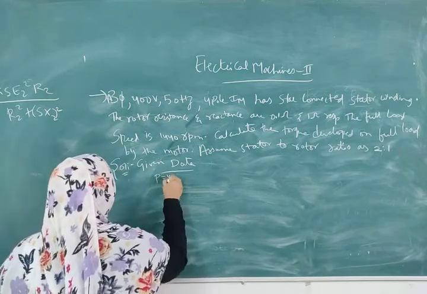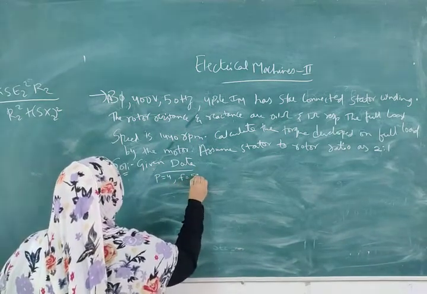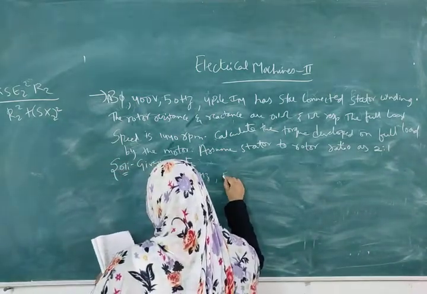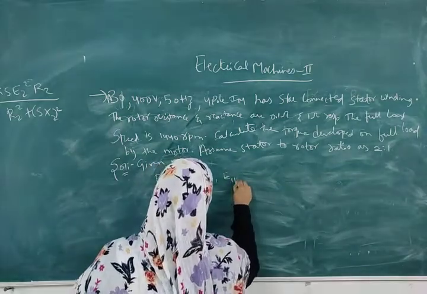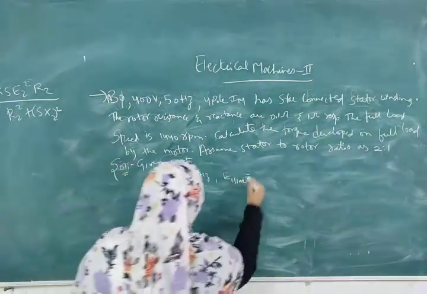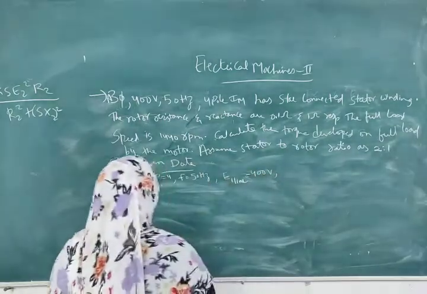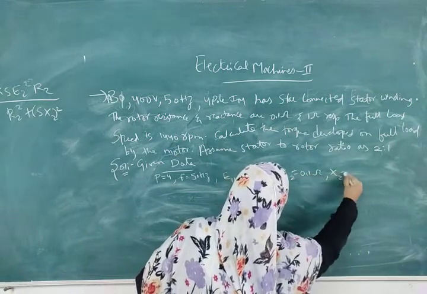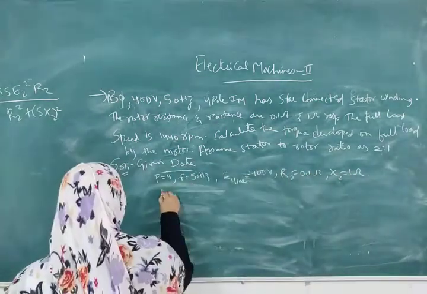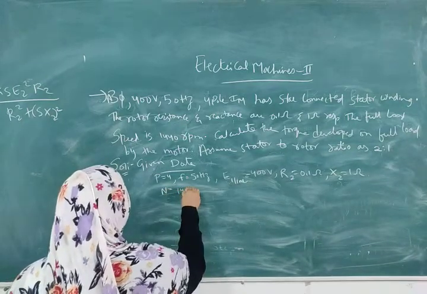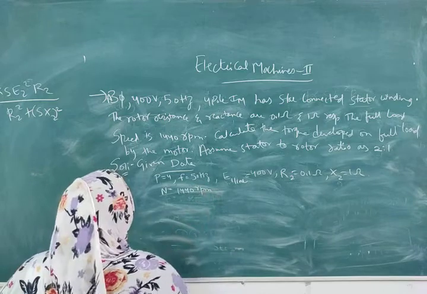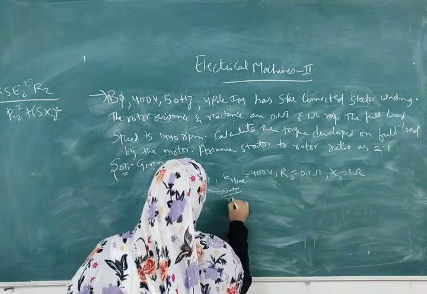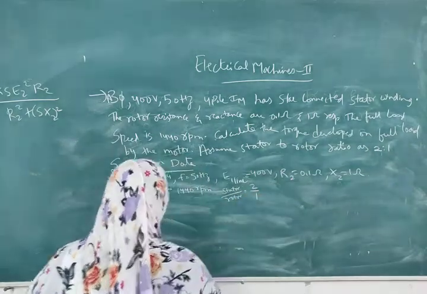P is equal to 4, F is equal to 50 hertz, and line voltage, that I am representing by E1 line, is given as 400 volts. Resistance is given as 0.1 ohms. Reactance is given as 1 ohm and full load speed is given as 1440 rpm. And stator to rotor ratio is given as 2:1, that is 2/1.